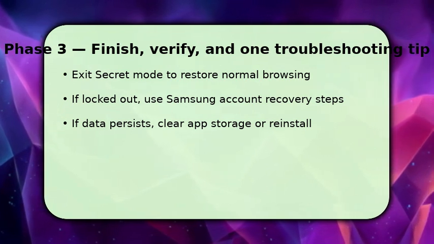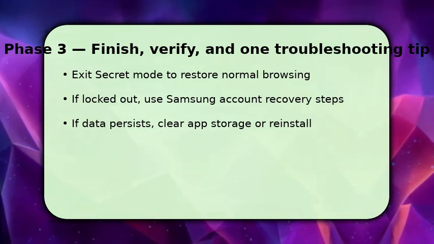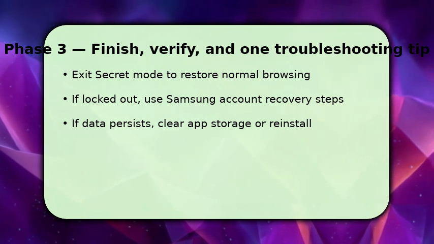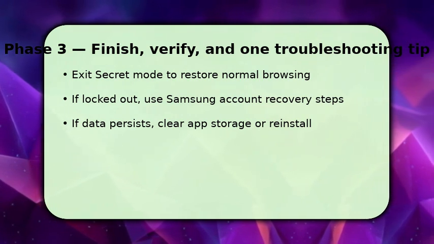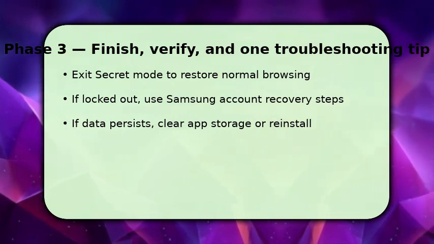If secret content still appears after exiting, clear Samsung Internet app storage or reinstall the app to remove cached files. This fixes persistent leaks. One troubleshooting tip: verify downloads and gallery.